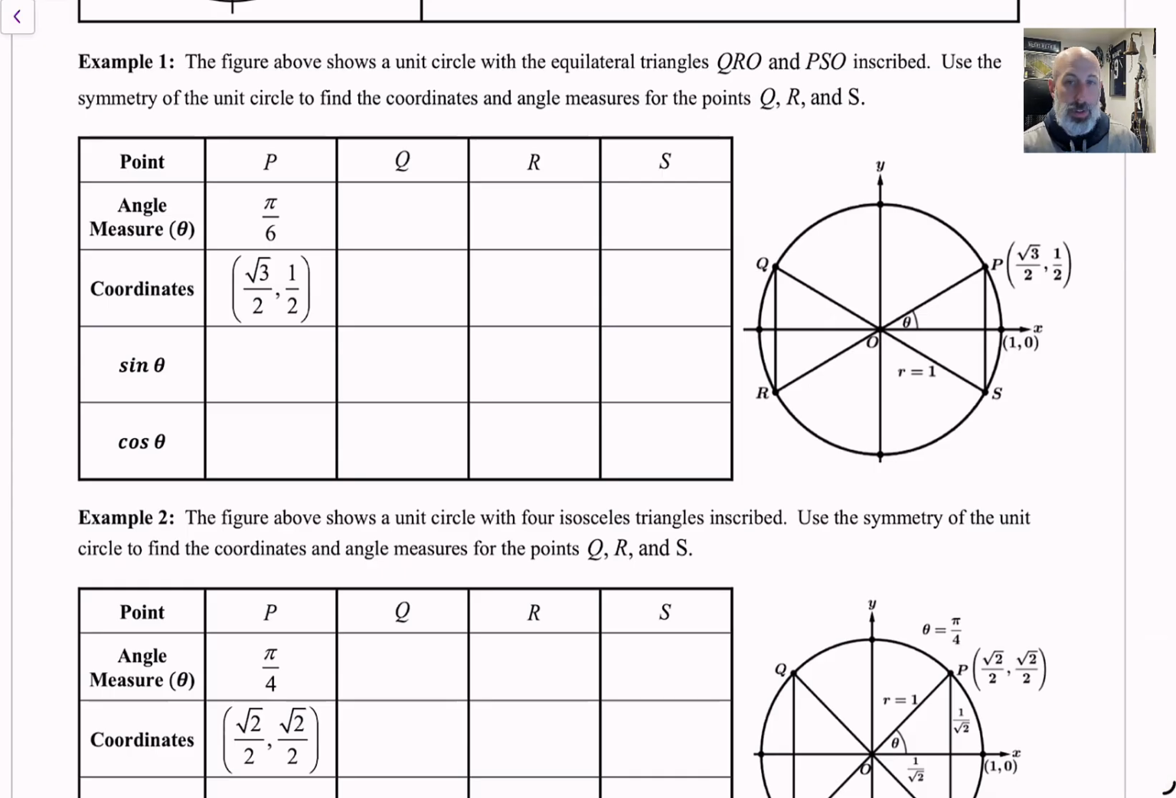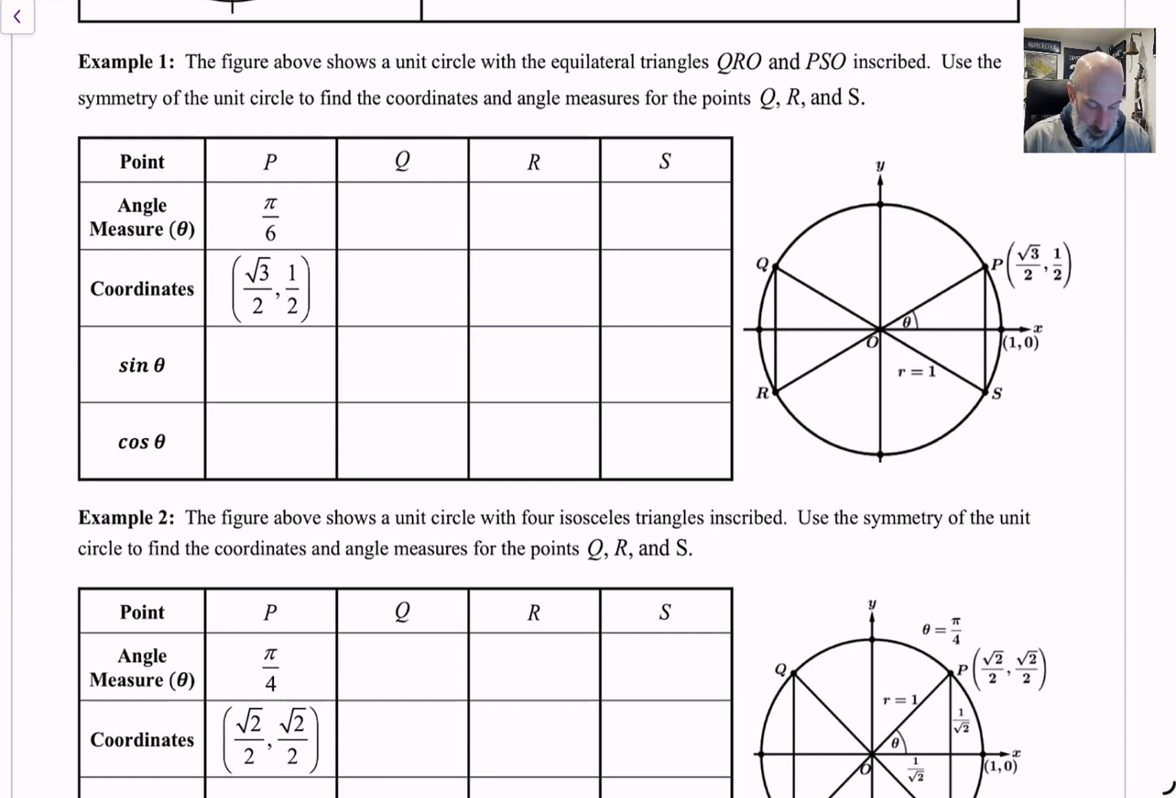But the rest of this section is just like, hey, let's double down on these coordinates. Let's really get them ingrained. Let's look at another sort of pattern. And this pattern in example 1 and actually 2 and 3 is just talking about some of the symmetry in the unit circle.